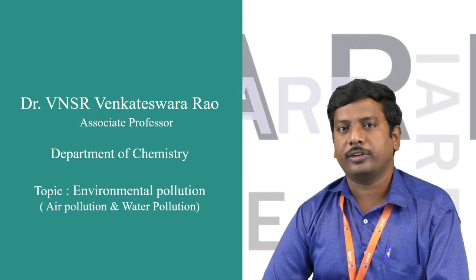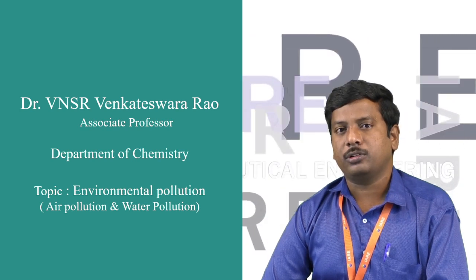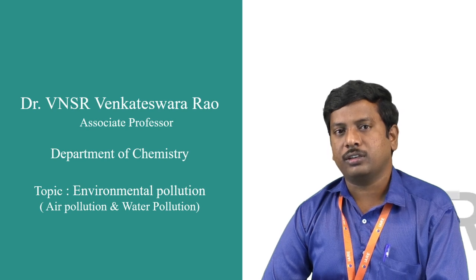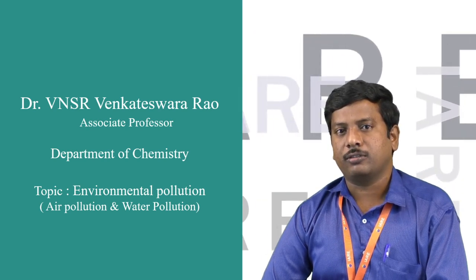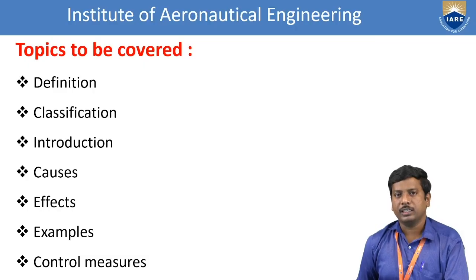So today I would like to give the topic mainly on environmental pollution. In this environmental pollution, mainly we discuss air pollution and water pollution. So first of all, we see what are the topics covered in today's air and water pollution. First, we discuss the definition of pollution, pollutant, and also contaminant. After that, we see classification of pollution. Then we give the introduction to pollution. Next, we see the causes, effects, examples, and control measures of air pollution and water pollution individually.